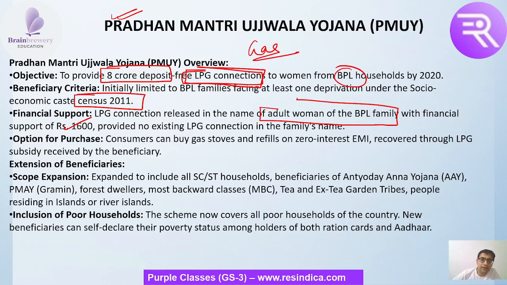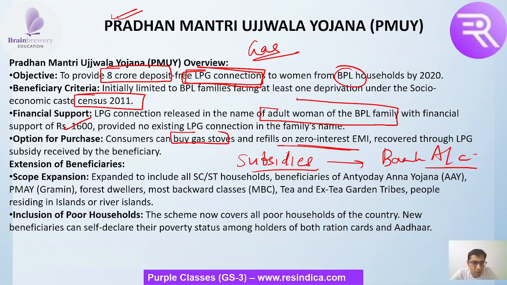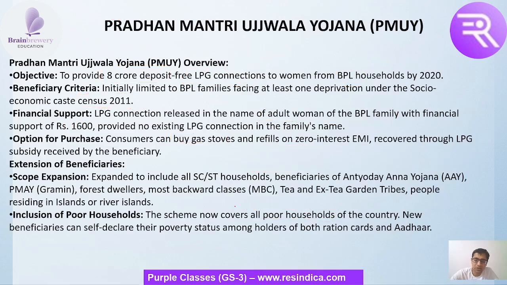Okay, and then they can even buy gas stoves and refills on zero interest EMI. And the people will be getting the subsidies in their bank account. Okay, this whole scheme has been expanded to SC, ST, Antyodaya Yojana, most backward classes, Pradhan Mantri Antyodaya Yojana, Grameen, then tea garden and tribal people, everybody. This has been extended to people who are downtrodden, economically weaker, and SC, ST people. So now this scheme covers all poor households of the country, and new beneficiaries can even declare their property status and take part in this whole scheme.